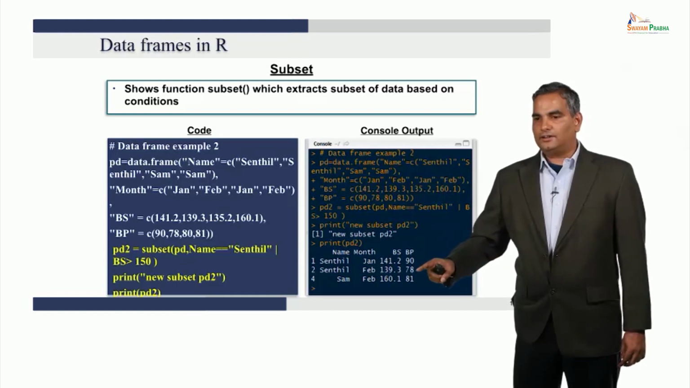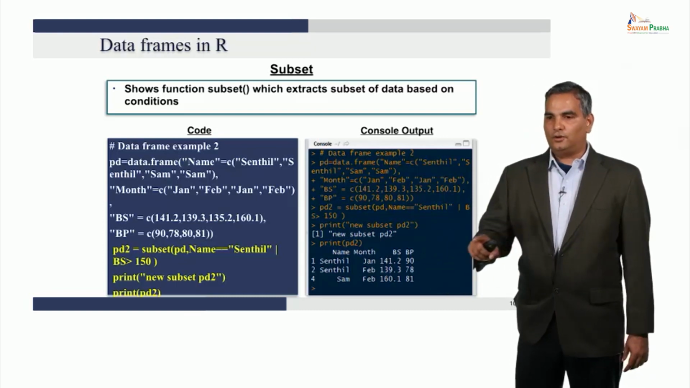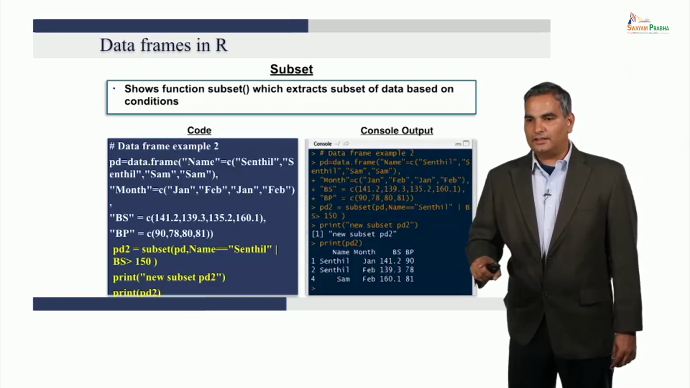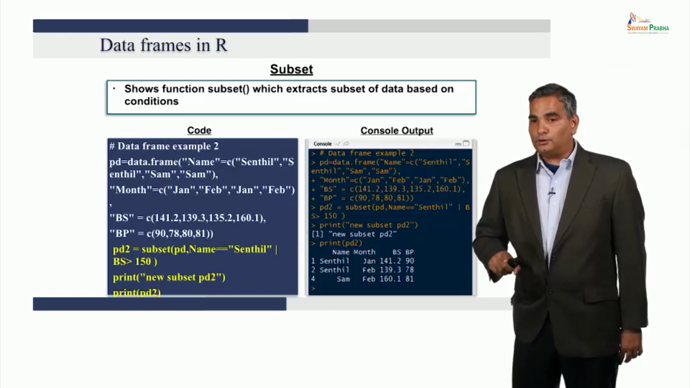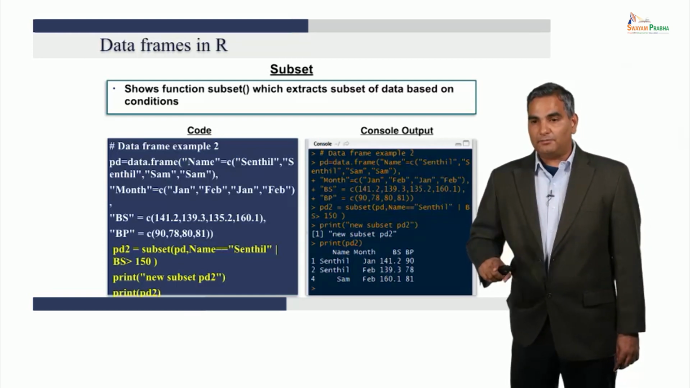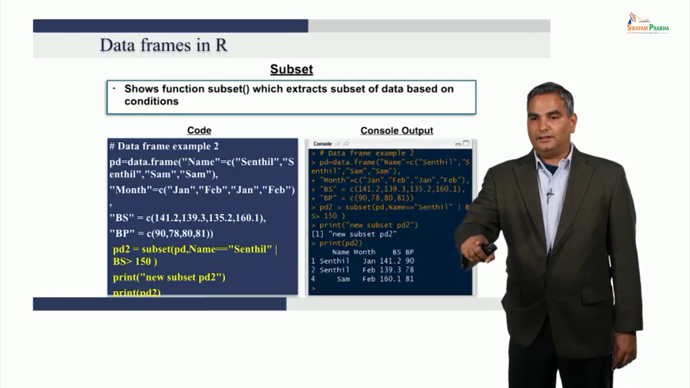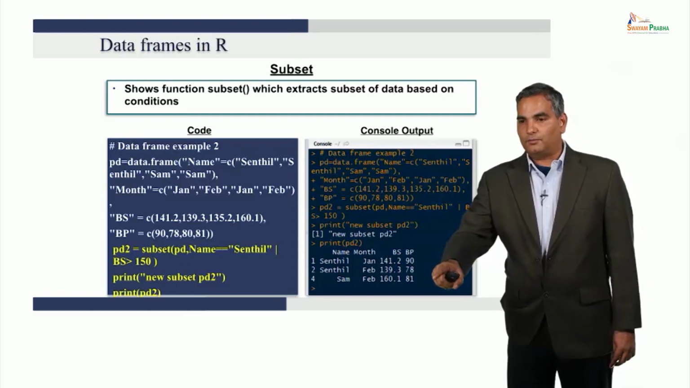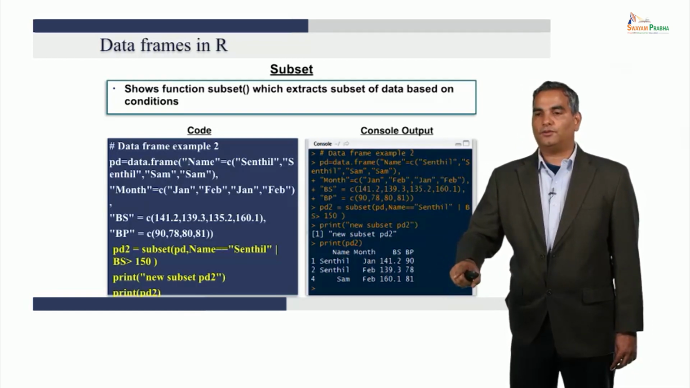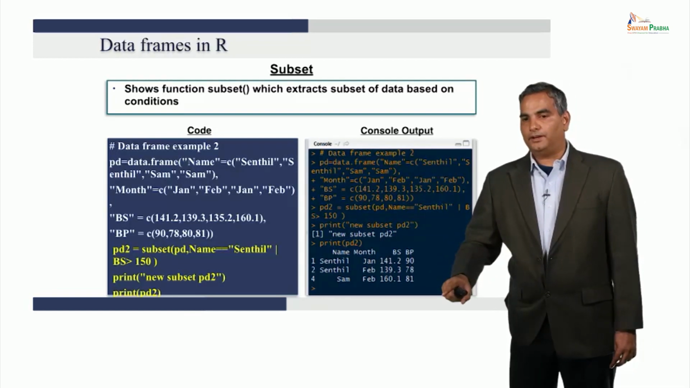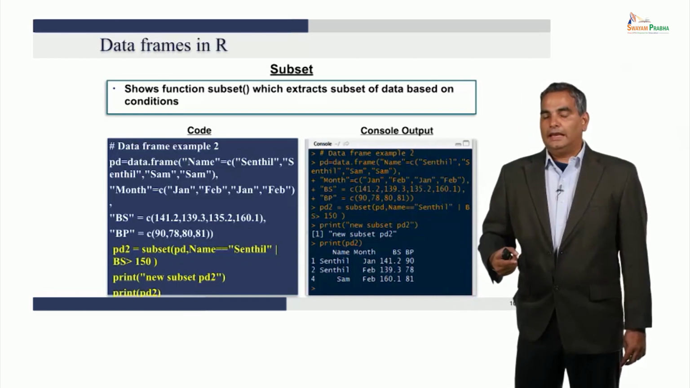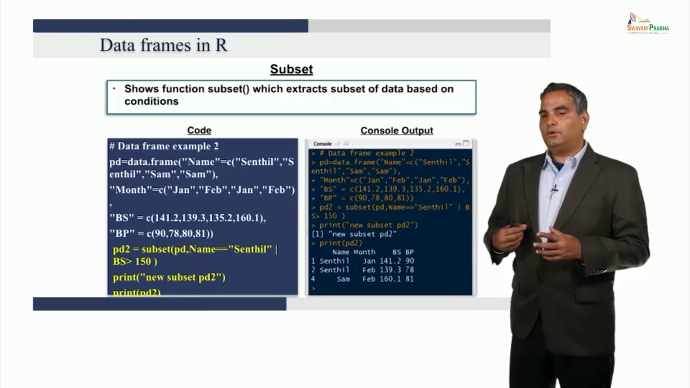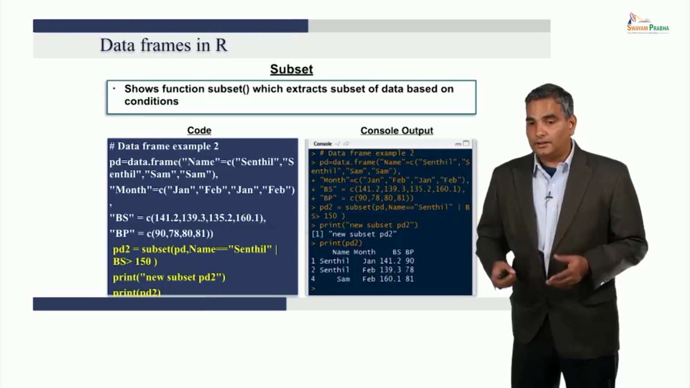And if you look at the result on the other side, the first row has been picked up because the name is Senthil. The second row has been picked up because the name is Senthil. The fourth row also has been picked up, though the name is Sam, because we are picking a subset in terms of either name is Senthil or blood sugar is greater than 150. If you look at the number for blood sugar, it is 160.1, greater than 150. That is the reason why that has been picked up. So what this allows you to do is take big data frames and then get subsets based on any query that you are interested in.